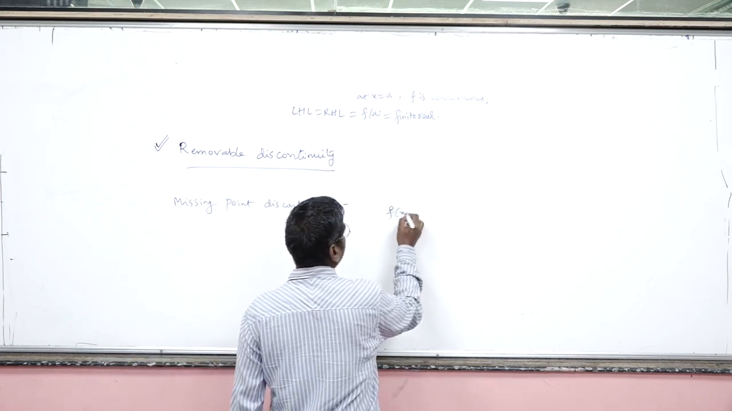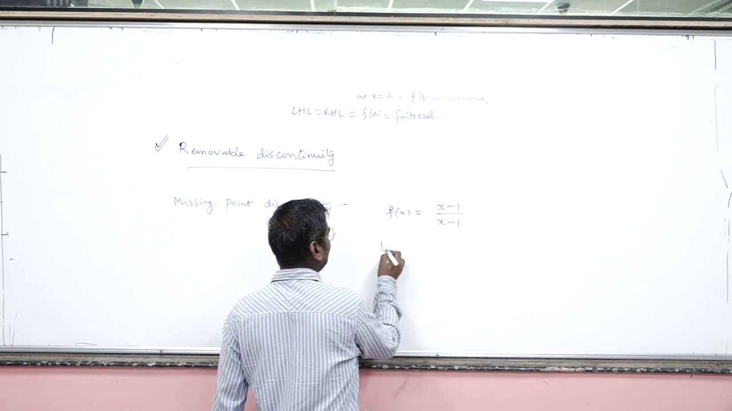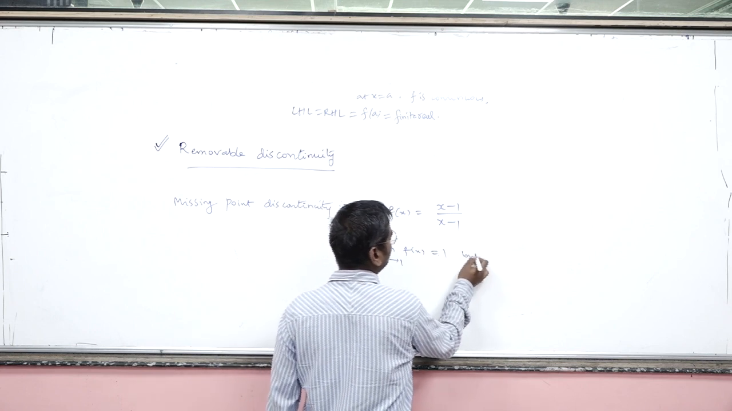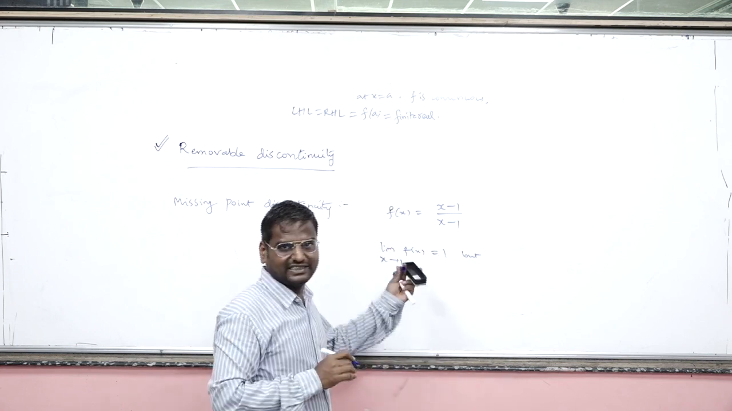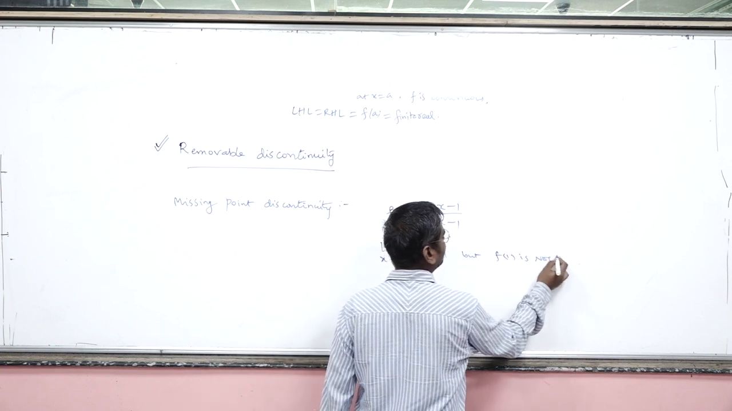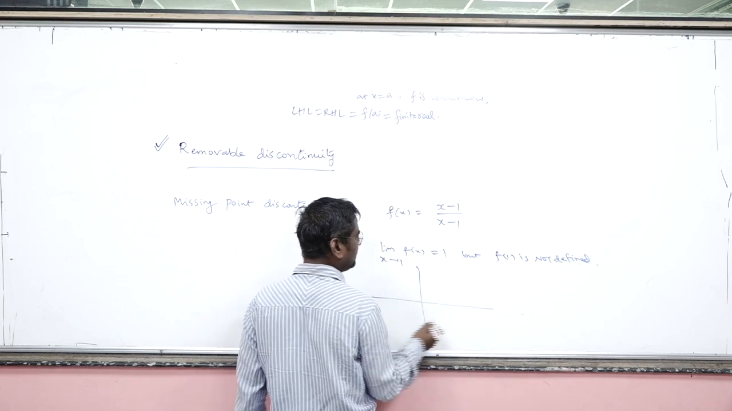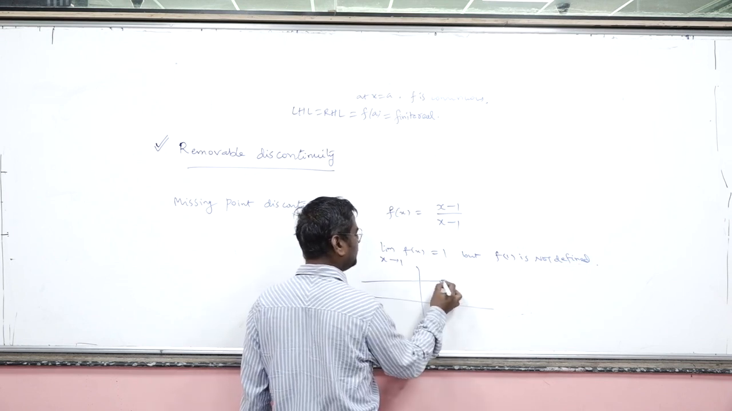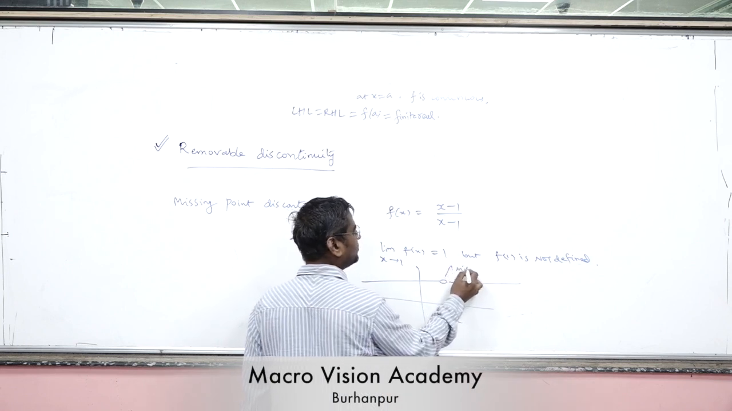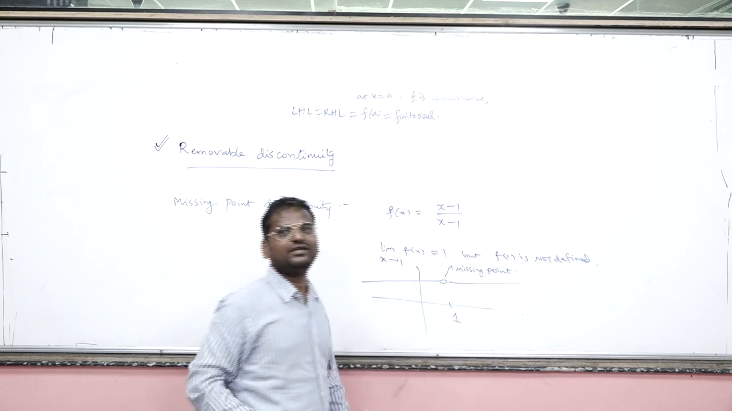Let me take an example: f of x equals x minus 1 by x minus 1. If you look at limit x tends to 1 of f of x, that is equal to 1. But here in this question, as you can see, f of 1 is not even defined. So if you want to plot this graph, how would it look? It is 1 at all the points except at 1. So this point is basically a missing point because I have not even defined it.